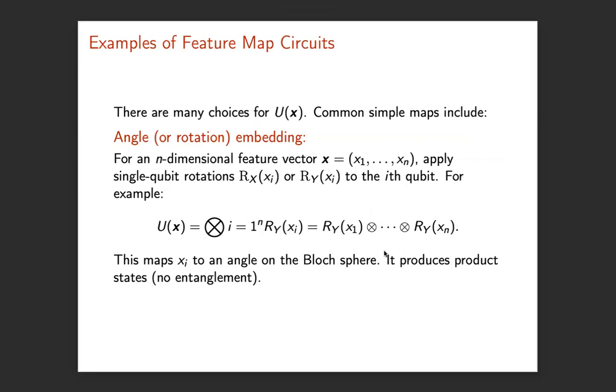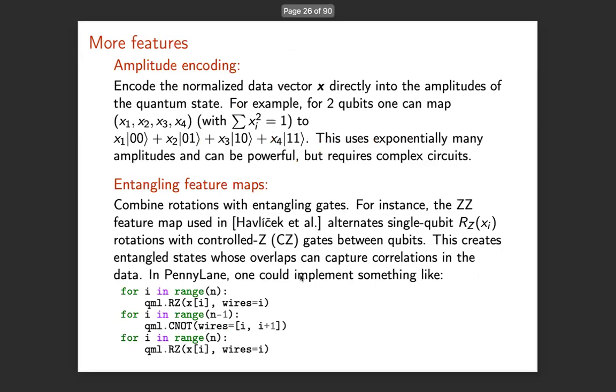So there are tons of choices for this U of x, as we also discussed before the break. And the most common simple maps include this angle embedding or rotation, which we also looked at before the break, where we would simply have a set of rotations and where we then perform the tensor product of all these different qubits at the end. So this produces a product state. There is no entanglement in this specific case. So this maps x_i simply to an angle on the Bloch sphere. So we are not entangling the states.